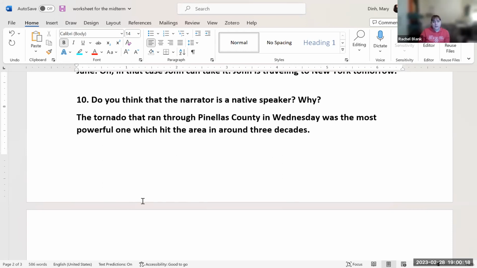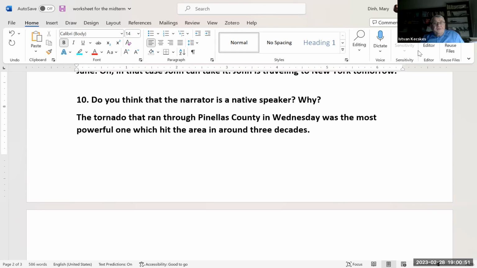I think it's a non-native speaker saying this sentence because they use prepositions incorrectly. Yes. Like on Wednesday would be the correct form. It might not be grammatically incorrect, but I would say the most powerful tornado that hit the area. And I would say about 3 decades, not around. Okay. Yes, definitely. All right.